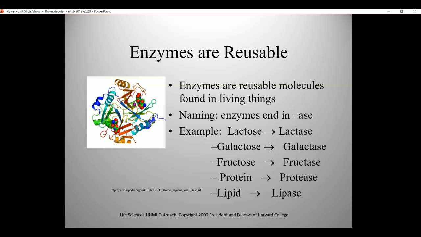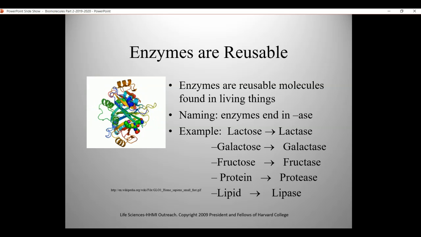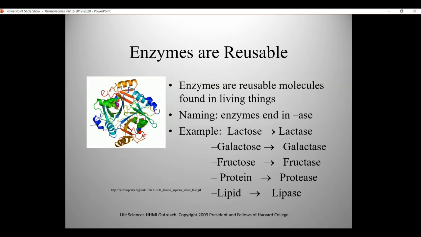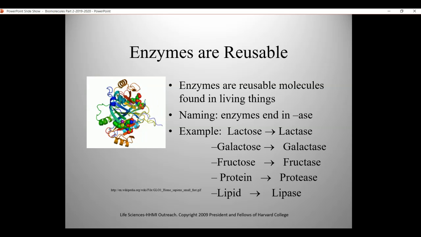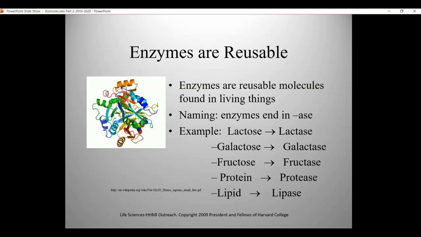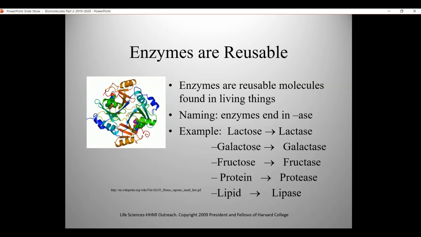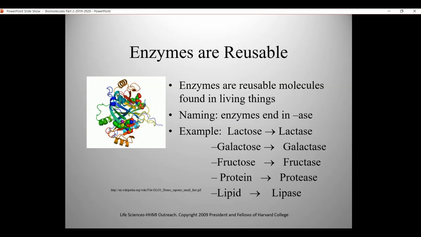Enzymes are reusable molecules found in living things. They end in -ase. So lactose is a carbohydrate that's broken down by lactase. Galactose is broken down by galactase. Fructose, fructase. Protein, protease. Lipid, lipase. So these are things that break down the carbohydrates, proteins, and fats or lipids.